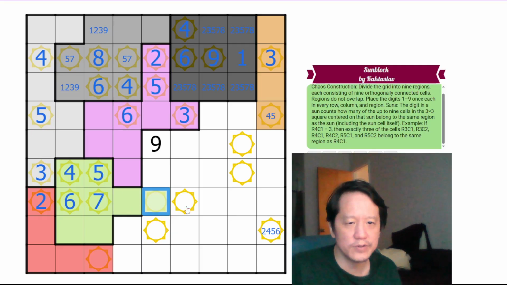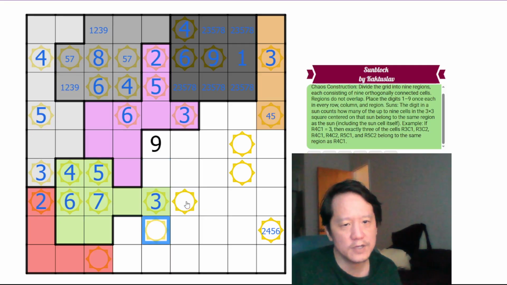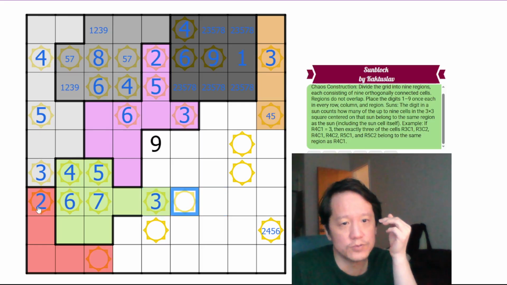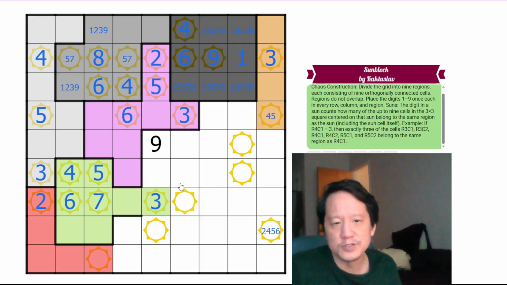So that's going to be orthogonally connected to one of these. So this must be 3. We don't know which way. It could be this one, or this one. If it goes this way, it's 2. And that's not going to work because of 2 in the row. So this is boundary.